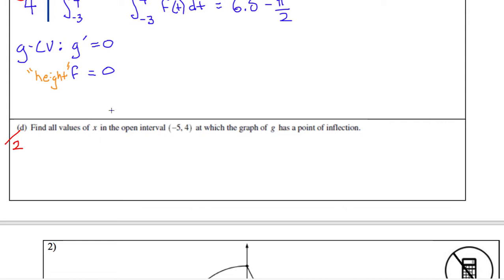All right, I'm looking for point of inflection. What is the definition of a function's inflection point, IP? Is it f prime or f double prime? F double prime sign change. I guess we're talking about g, so g double prime sign change. Thank you, Rochelle.